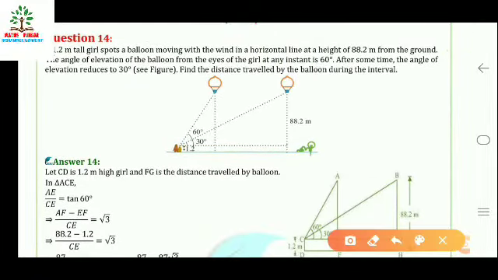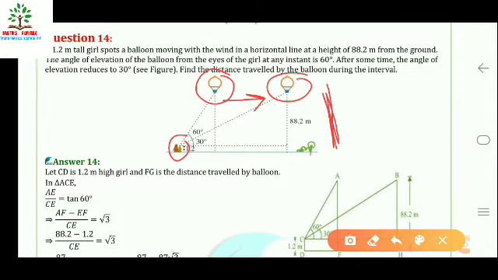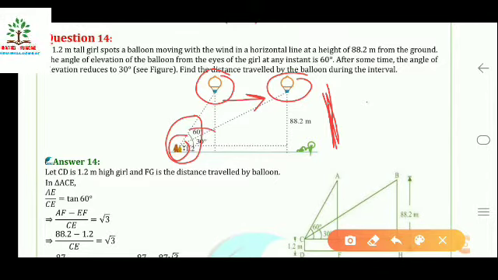In question number 14, as we can see, a 1.2 meter tall girl, so the girl is here, spots a balloon moving with the wind in the horizontal line. This is the initial position of the balloon and this is the final position, moving in the direction of the wind, and the height is 88.2 meters. So the height of the balloon from the ground is 88.2 meter. The angle of elevation of the balloon from the eyes of the girl at any instant is 60 degree. So at the first instant this angle is 60 degree, and after some time this angle becomes 30 degree.